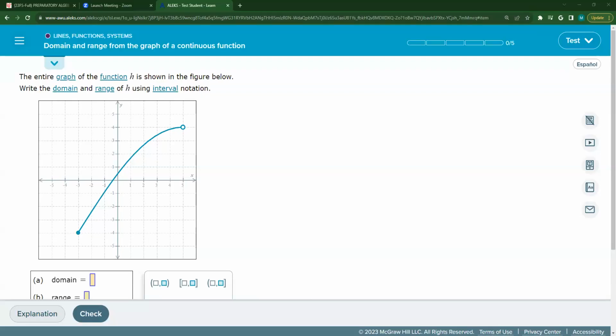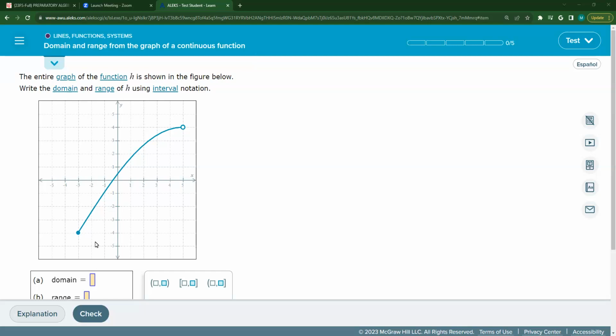Okay, so domain and range from the graph of a continuous function. We're going to use interval notation. So we've got the square brackets for the closed circles, rounded brackets for the open circles, and then we always need to go from smallest to largest. In these ones, we won't have gaps, so we don't have to worry about that yet, but we will look at domain and range.